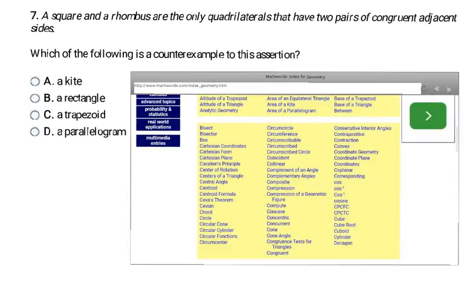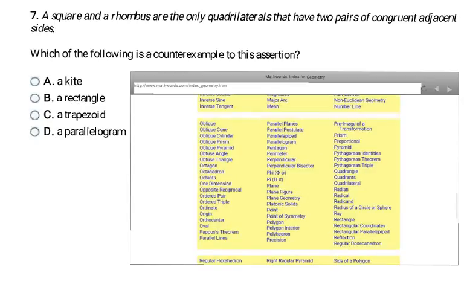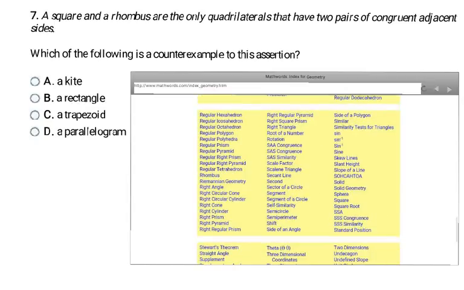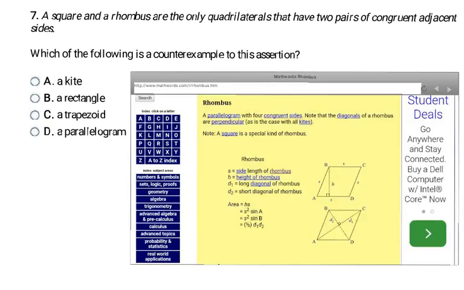So here, let's say you're not sure what rhombus means. We're going to go down to the R's and look for rhombus. Right here. I'm going to click on it, and it tells me all about the rhombus. It gives me a picture, area, formulas, and all that. So a rhombus is a parallelogram. It has four congruent sides, and note that the diagonals of a rhombus are perpendicular, and a square is a special kind of rhombus. So that means a square is an example of a rhombus.